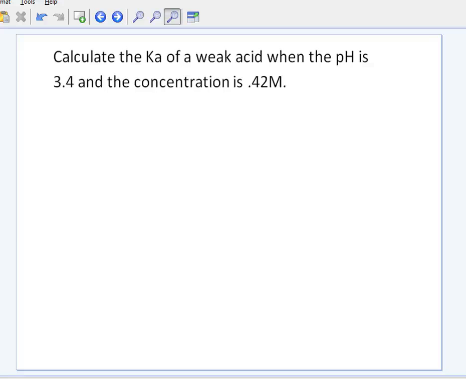Here is a sample problem of how to calculate the Ka, the acid dissociation constant for a weak acid when you know the pH and the concentration of the acid. So the first thing that you should do is write down the formula for Ka. So Ka is equal to the concentration of H plus times the concentration of the anion divided by the concentration of the acid.